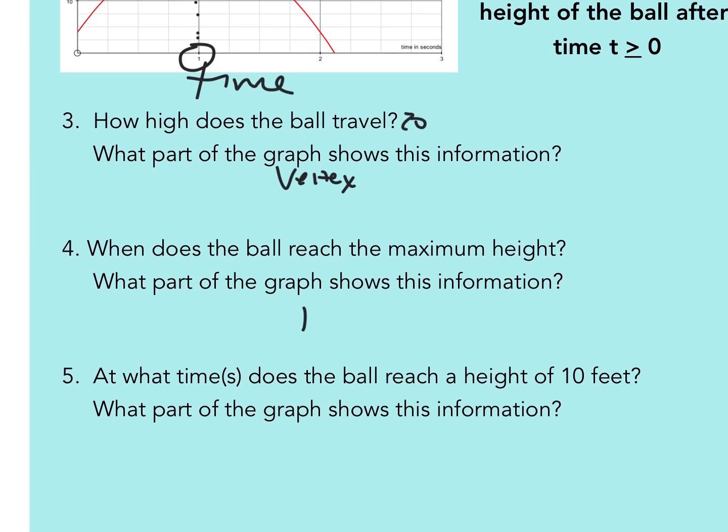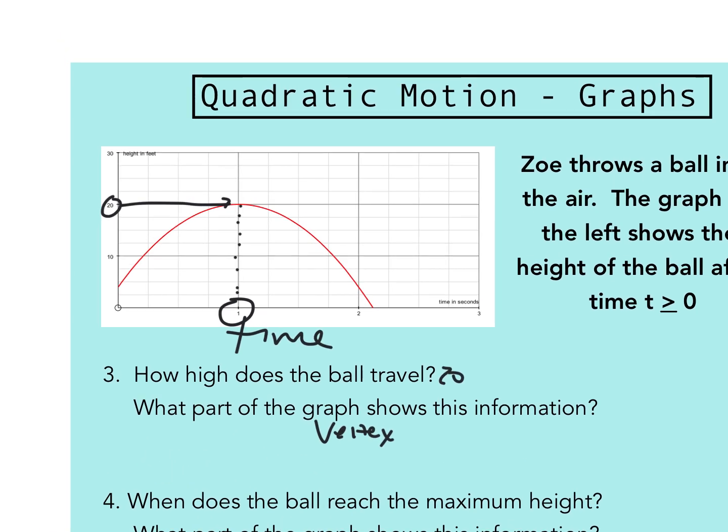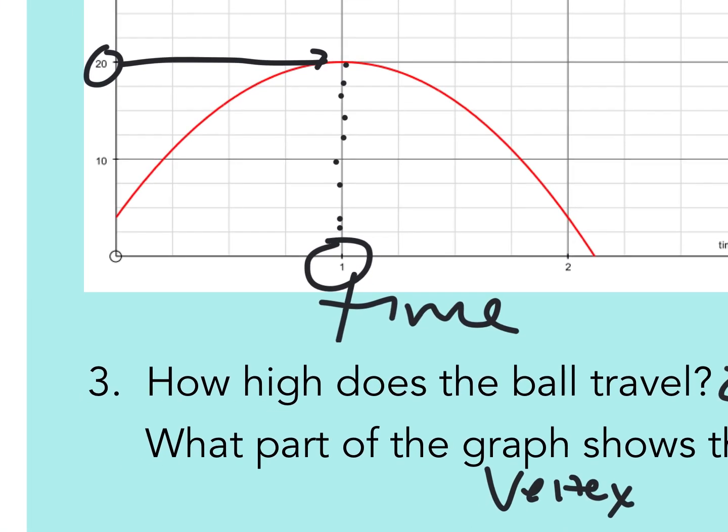At what time does the ball reach a height of 10 feet? It's a trick question. At what time does it hit 10 feet? Jack, why is it a trick question? The time it hits 10 feet. Would you agree it hits 10 feet right there? Then why is it a trick question? What? It hits it twice. Do you get that this ball went higher than 10 feet? So it hits 10 feet on the way up and on the way down.